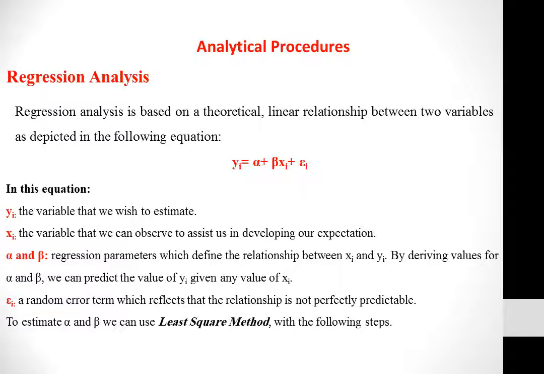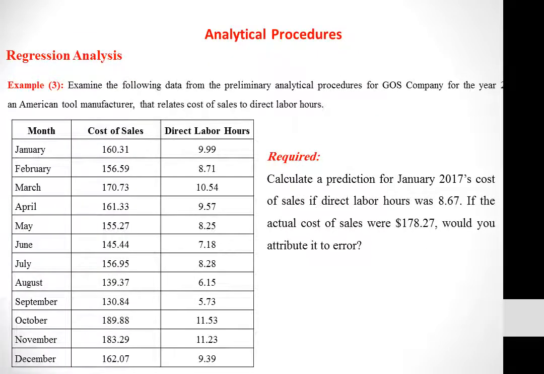Okay, so how can I estimate A and B in the equation, because knowing A and B makes it easier for me to predict Y. We are going to use the least square method to get A and B. From the next slide we are going to discuss how we can use the least square method. To make it easier for us, we are going to discuss it through an example.